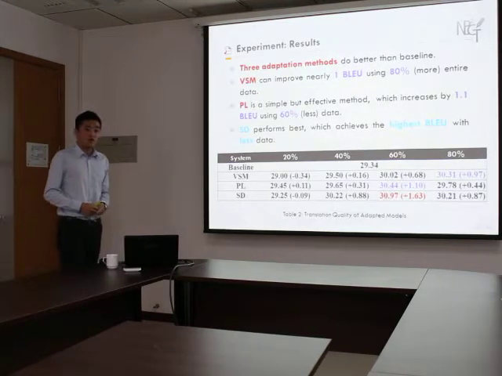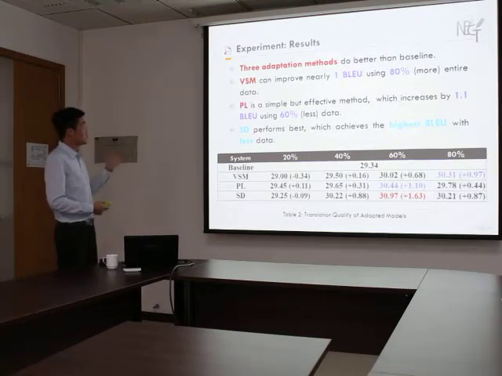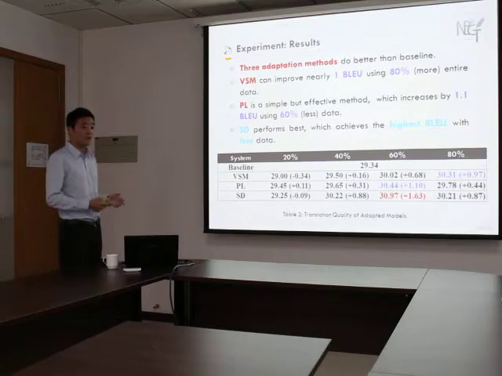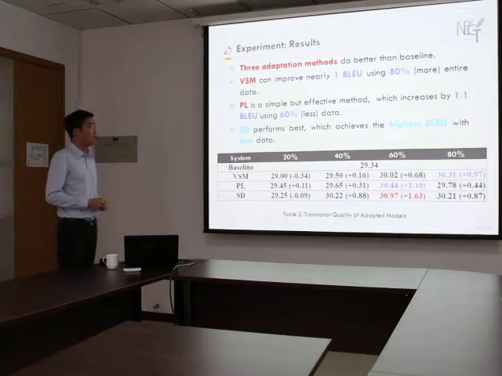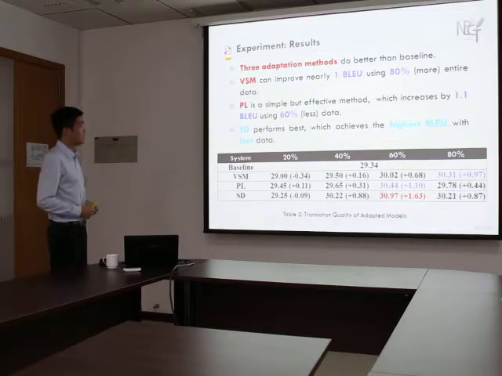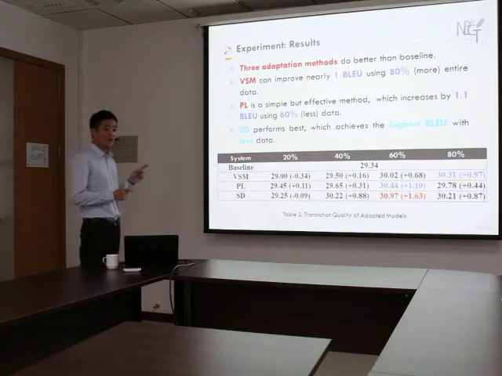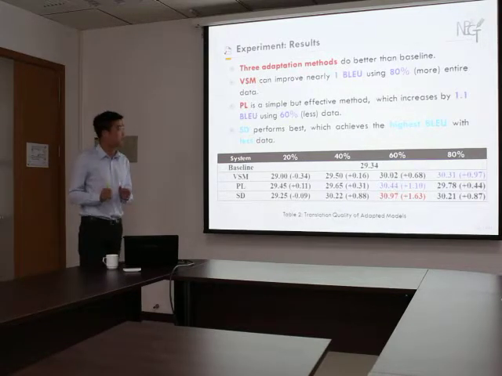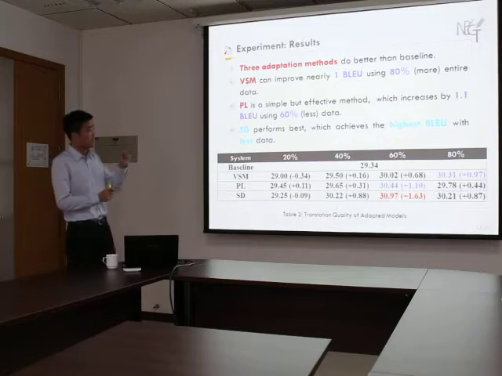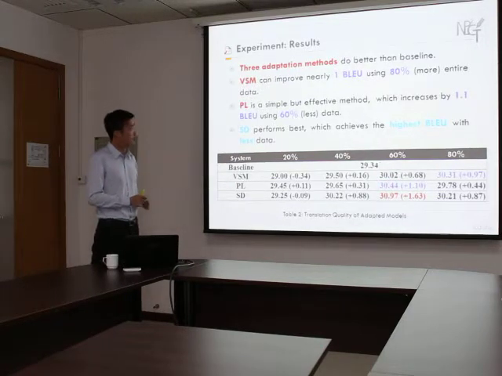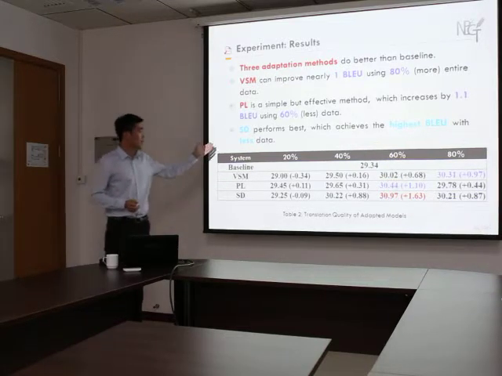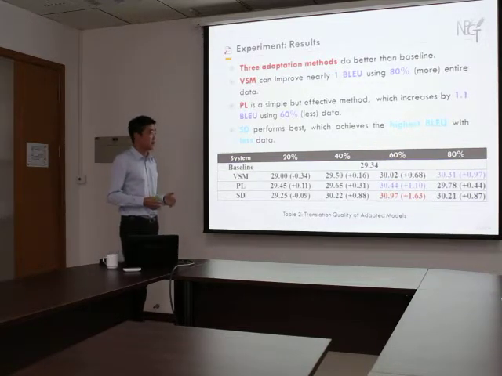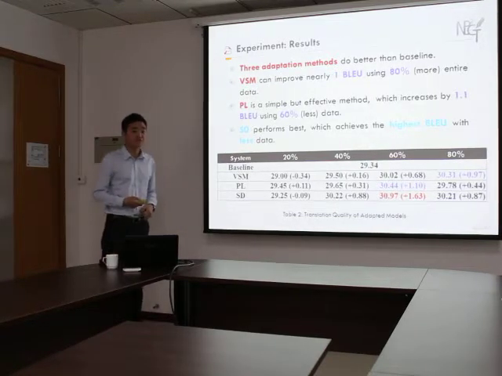Here is our result. You will see the 3 adaptation methods can do better than the baseline, and the VSM can improve nearly 1 BLEU score using 80% of the entire data. The perplexity-based method is really a simple but effective method because it can increase 1.1 BLEU score using only 6% of data. However, our proposed method can do best. It achieves the highest BLEU score with less data.